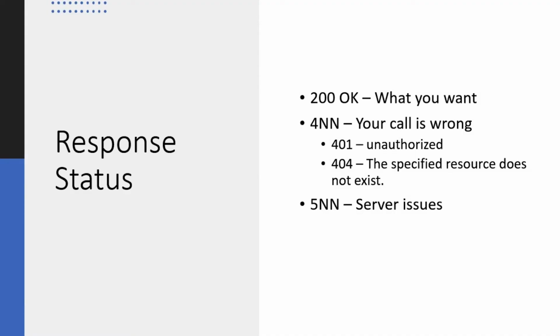So a note about the response statuses. 200 is what you want, but it doesn't always mean you did it correctly. 400 errors mean you did it wrong. As you saw, I had unauthorized, and later we'll see a specified resource does not exist. 500 errors I've rarely seen. It means something's wrong with Canvas.